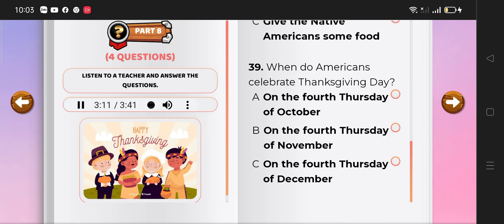Number 39. When do Americans celebrate Thanksgiving Day? A. On the fourth Thursday of October. B. On the fourth Thursday of November. C. On the fourth Thursday of December.